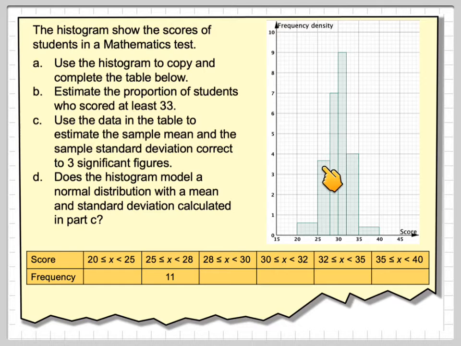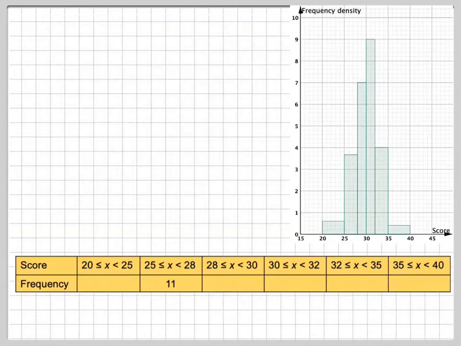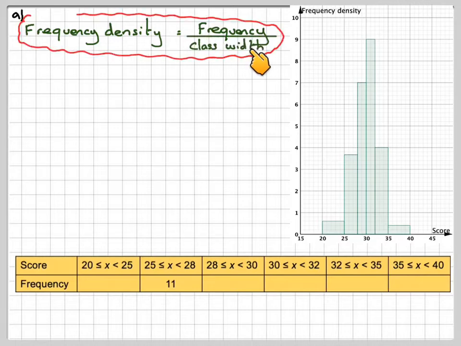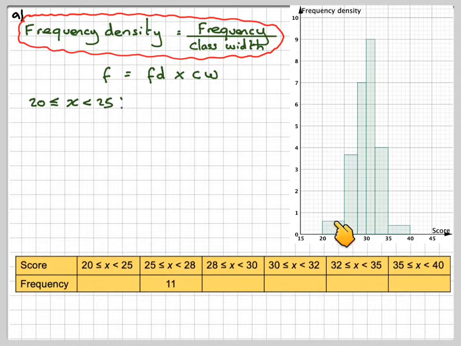So basically here we've got a histogram of scores and we have to find the frequency. In order to do this, we need to use the idea that frequency density is equal to frequency divided by the class width. We've already got one value given to us. So frequency is frequency density times the class width. For the first value, between 20 and 25, we got a height of the bar of 0.6. So the frequency is 0.6 times the class width, which is 5, which gives me 3.